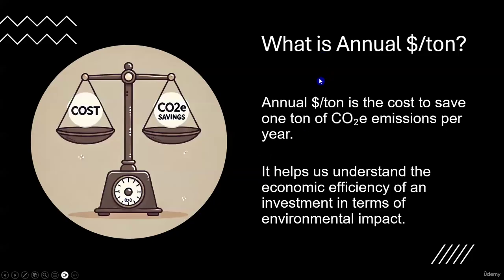What is annual dollar per ton? Annual dollar per ton is the cost to save 1 ton of carbon dioxide emissions per year. So if you want to save 1 ton of carbon dioxide, how much do you need to spend annually? That is the annual dollar per ton. So it's a balance between cost and carbon dioxide savings. It helps us understand the economic efficiency of an investment in terms of environmental impact.